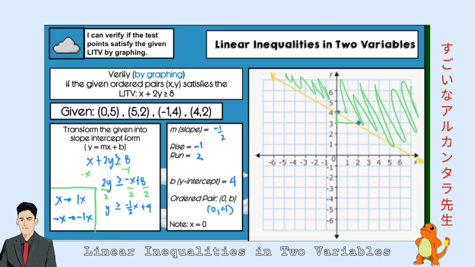So if you do graphing to verify, you have 0, 5, which is found here. It's in the shaded region. So this is true. 0, 5 is true. 5, 2 is somewhere here. It's also true. Negative 1, 4 is somewhere here. It's false because it's outside the boundary line and outside the shaded region. 4, 2 is also somewhere here. So it's also true. And if you wish to do it by substitution, you may. And it might take a while, but the answer will be true anyway.